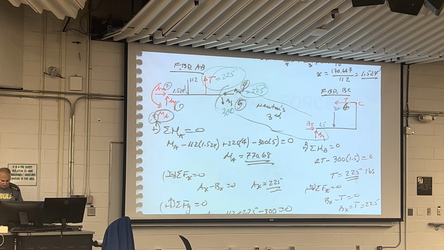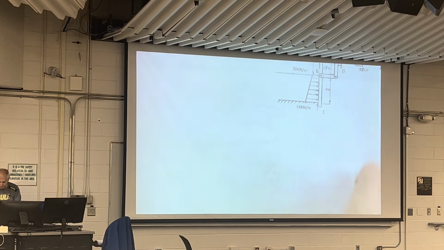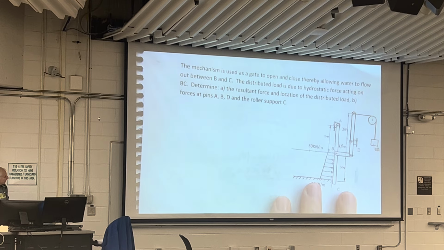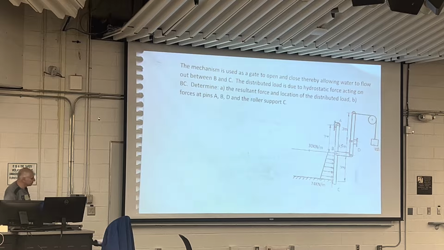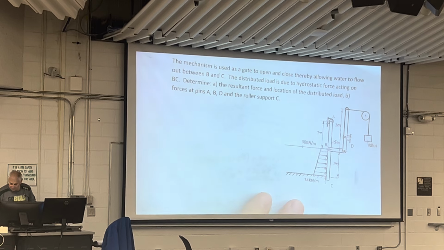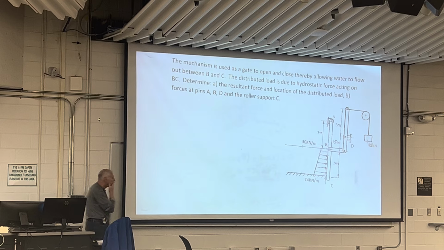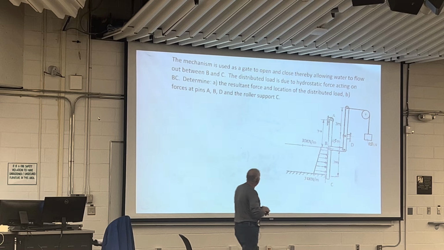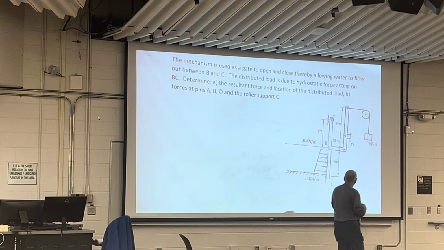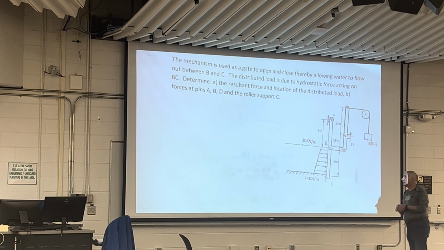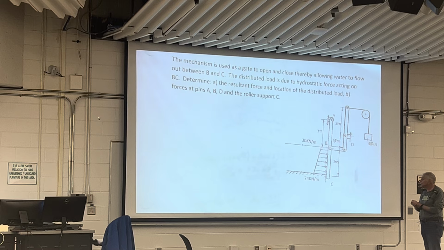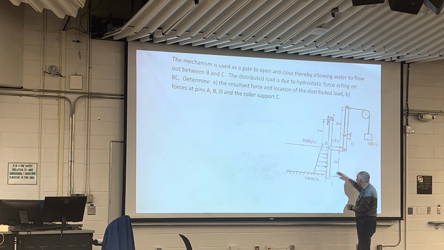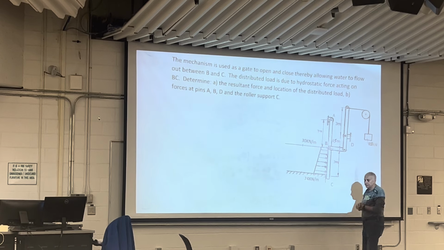Let me do another. This is from the help session. Wait, I thought we were not doing help sessions. So the mechanism is used as a gate to open and close, thereby allowing water to flow out between B and C. So this sucker kind of bends over, this opens up, water comes through.